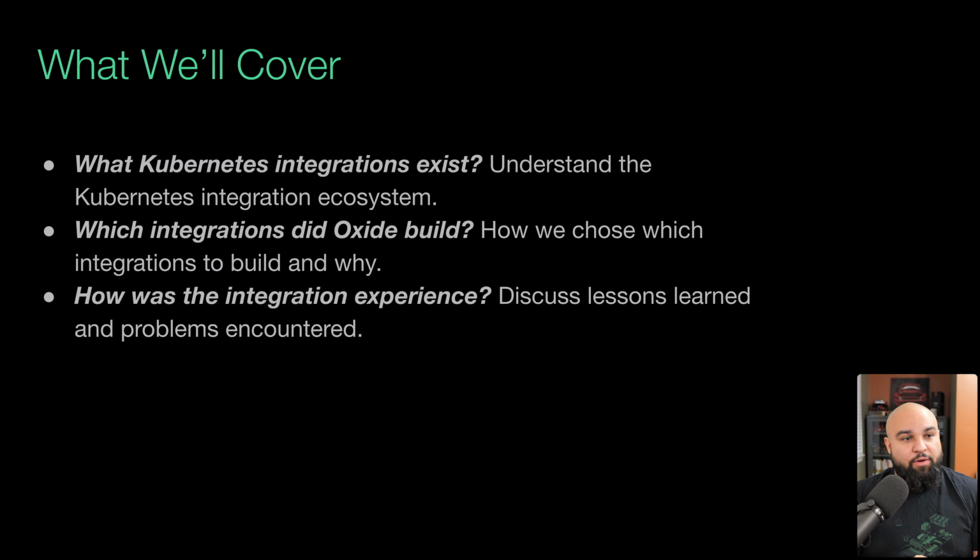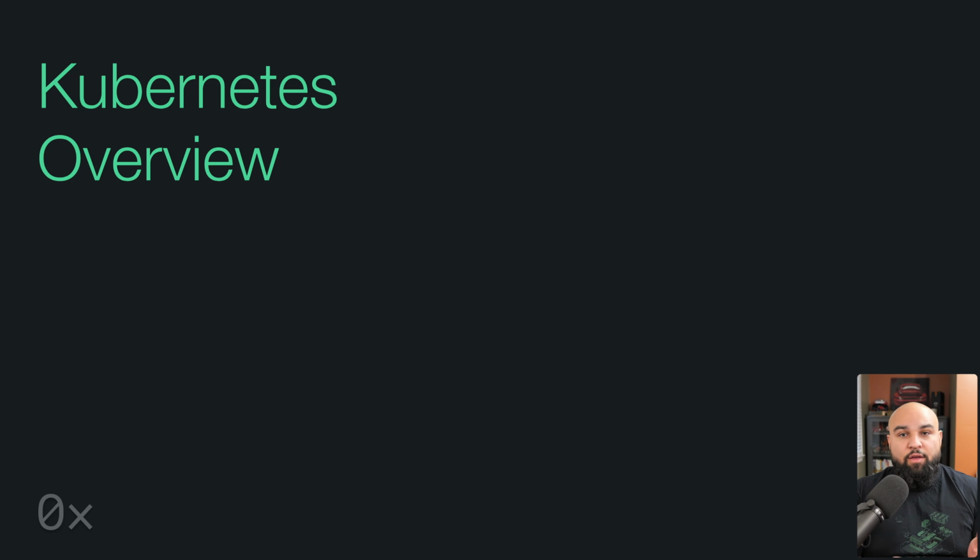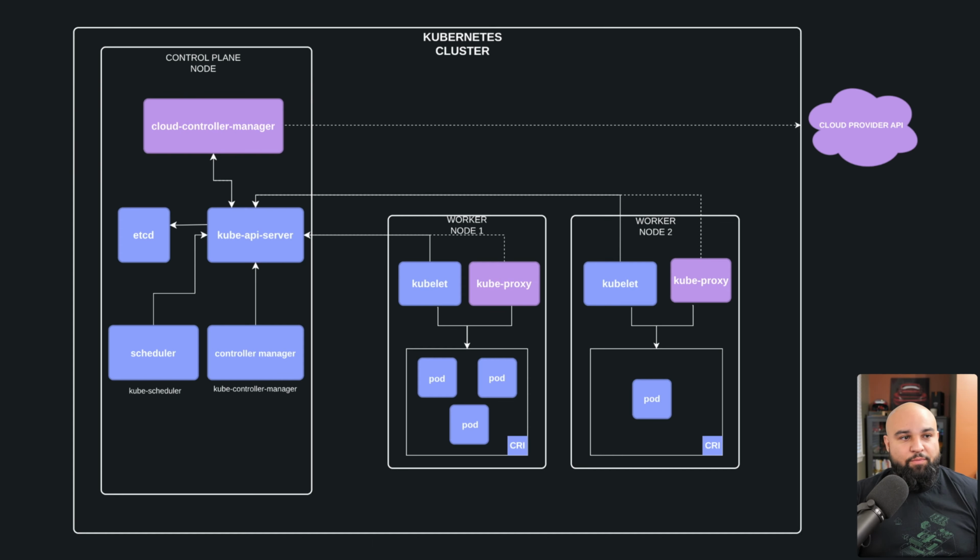So here's what we're going to cover. We're going to cover what Kubernetes integrations exist, and we're going to understand that Kubernetes integration ecosystem. We're also going to cover which integrations Oxide built and how we chose to build these integrations and why. And we're also going to cover how the integration experience was, right? The lessons learned and problems encountered. First, we'll give a Kubernetes overview.